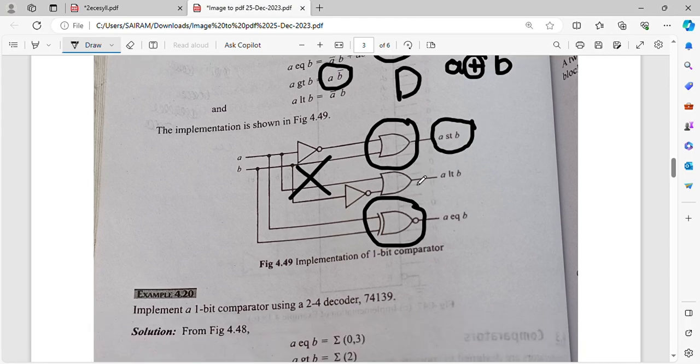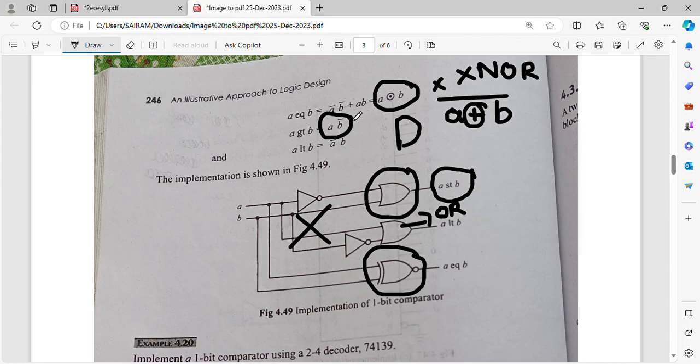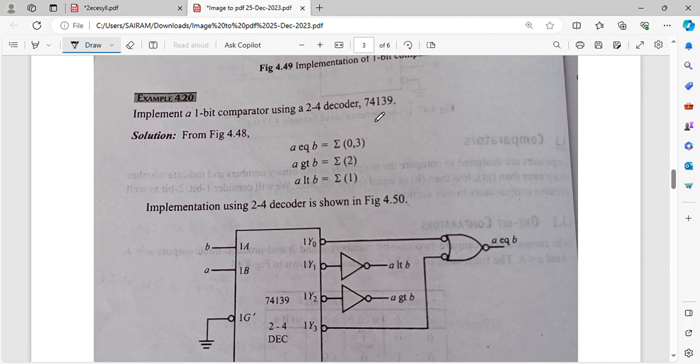And here it is an AND gate, right? I know that this is an AND gate, but they have drawn an OR gate. Here you don't need an OR gate at all. So neglect this diagram. I'll just rewrite the diagram again. For A equal to B, you know, A XNOR B. So let me write the XNOR diagram.